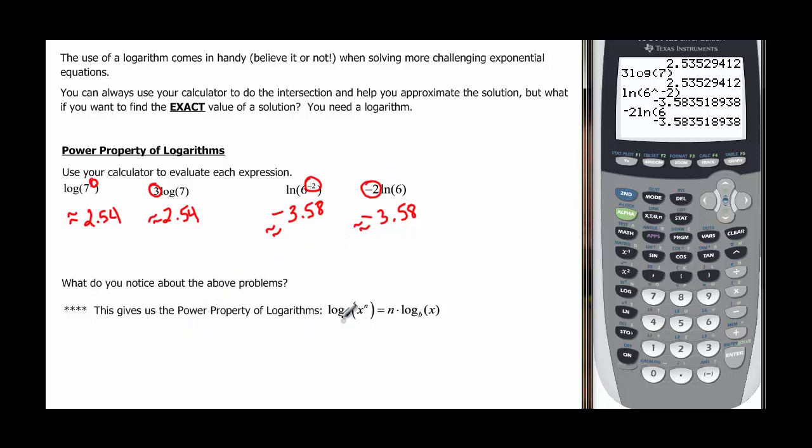The power property says log base b of x to the n. There's an exponent inside the parentheses. Then that's equivalent to n, that exponent, times the log base b of just the x. So the exponent comes out front. So how do we use that?